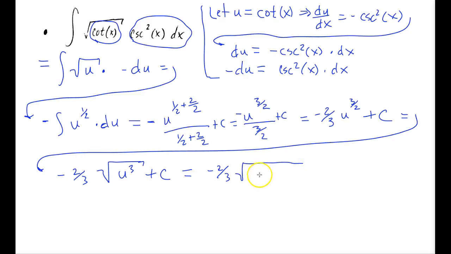So u is equal to cotangent x. And that would be that cubed. See if I can get a little bit more room there. So cotangent cubed x, and then that would be plus c.